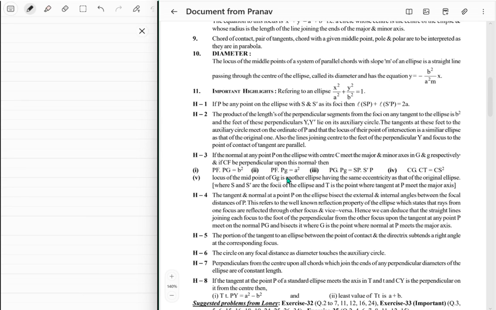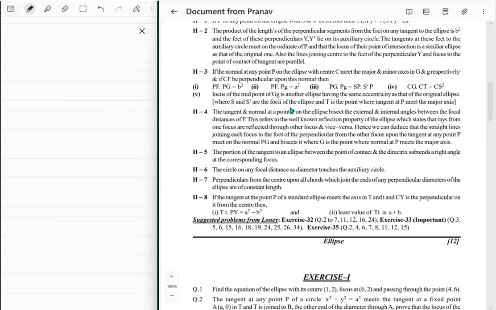Definitely not going to do it. Then you've got: the locus of the midpoint of Gg is another ellipse having the same eccentricity as that of the original ellipse. I'm pretty sure they're going to ask questions on this, so we just have to prove it.